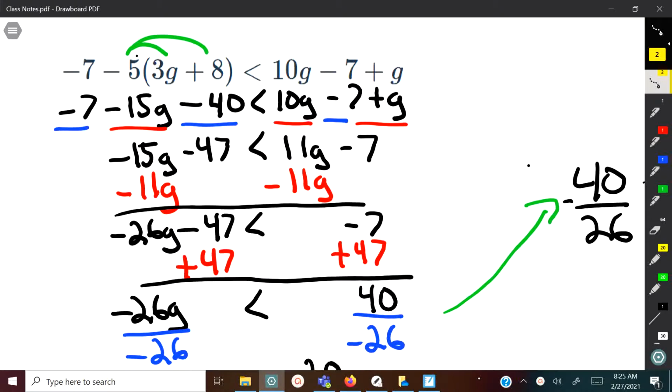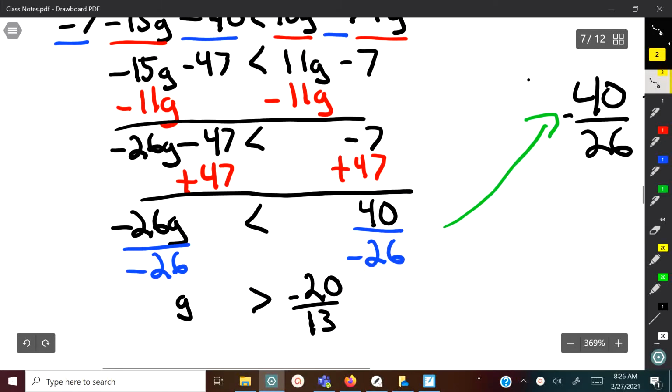Alright, then next I am going to move the variable to the left side by subtracting 11G on both sides. Give me negative 26G, same sign, find the sum. Then I move the negative 47 over here by doing the opposite, adding 47 on both sides. And then different signs, find the difference. I get 40. So I have negative 26G and 40.